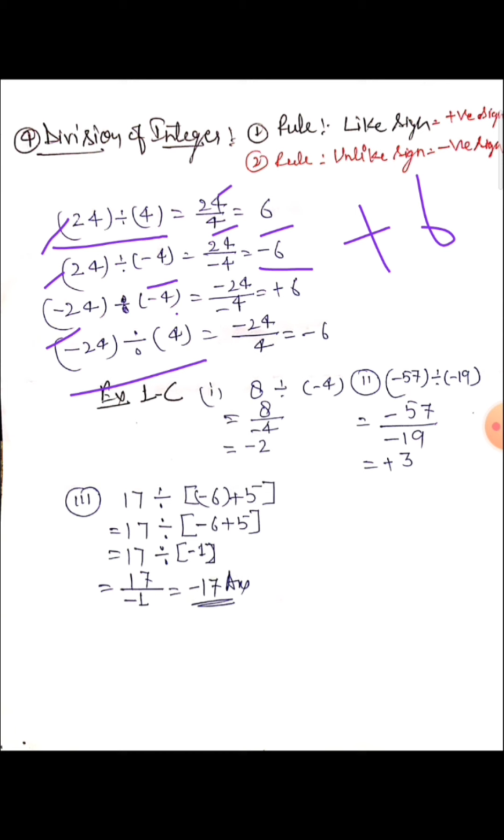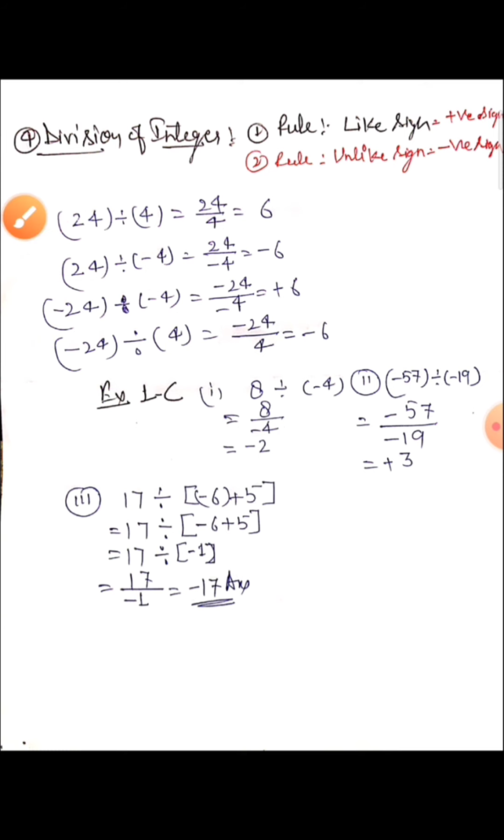Now we take some questions of exercise 1C. In the first question, look here, 8 divided by minus 4. So 8 upon minus 4, 4 twos are 8, we use the minus sign because here the signs are different. Now in the second question, minus 57 divided by minus 19, minus 57 upon minus 19, 19 threes are 57. This is a 3. Why do we use the plus sign here? Because both are given with a negative sign. Same sign means the answer will always be in a positive sign.